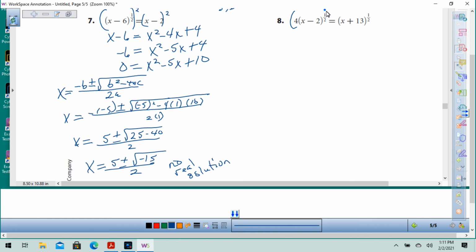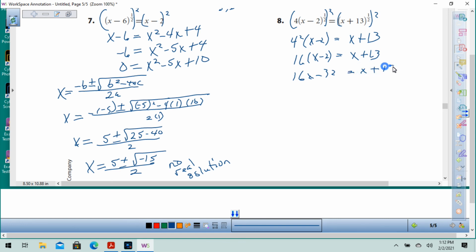All right, let's try this one here. We'll square this side, and we'll square that side. And that's going to give us 4 squared times x minus 2 equals x plus 13. That's going to give us 16 times x minus 2 equals x plus 13. 16x minus 32 equals x plus 13. Subtract x from both sides and you got 15x. Add 32 to both sides and you got 45. Divide by 15 and you got x equals 3.